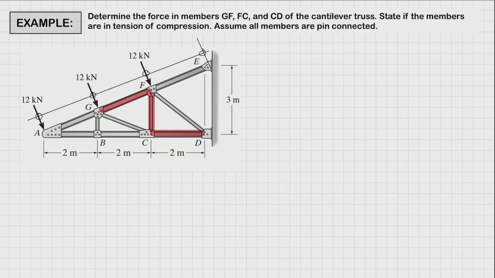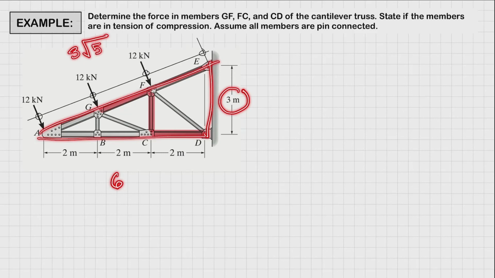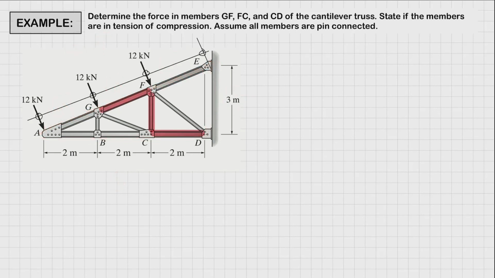So we could solve that by using this big right triangle right here. So this is going to be 6 and this is going to be 3 meters. So solving for the hypotenuse, it's going to be 3 square root of 5. And then dividing that by 3. So these are going to be square root of 5, square root of 5, and square root of 5. Alright, so let's write that down. So this is square root of 5 meters, square root of 5 meters, and square root of 5 meters.